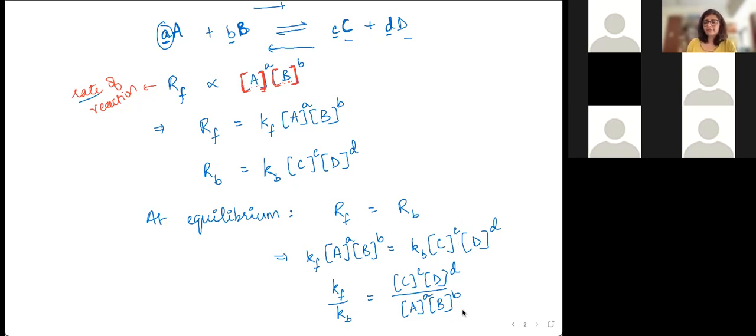Let me know when you guys have written till here, then I'll write the next step. Are we doing this for chemical or ionic equilibrium? Chemical. This applies to any reversible reaction. I took a generalized reaction here.